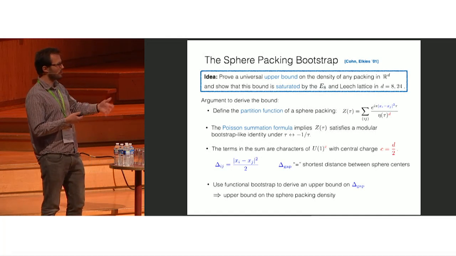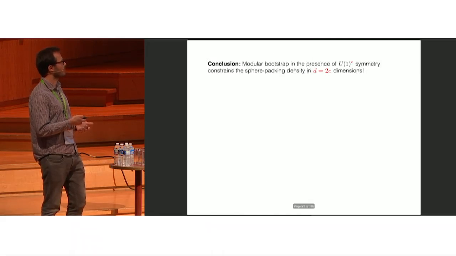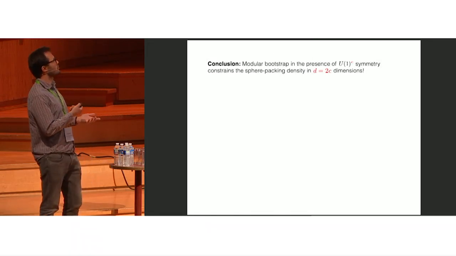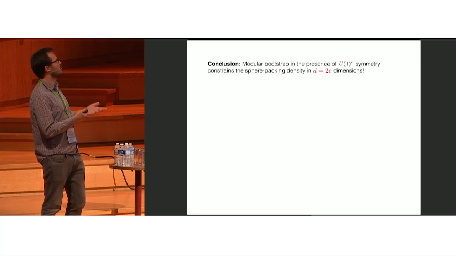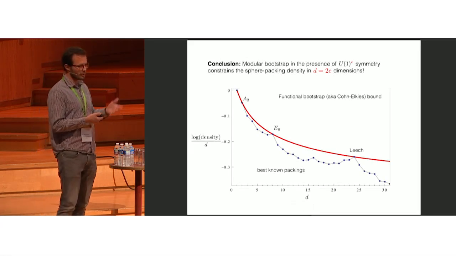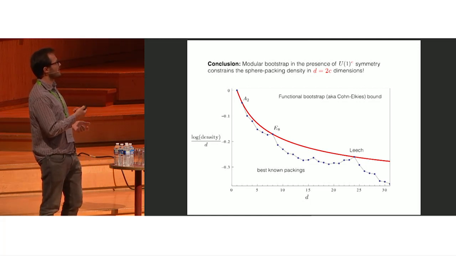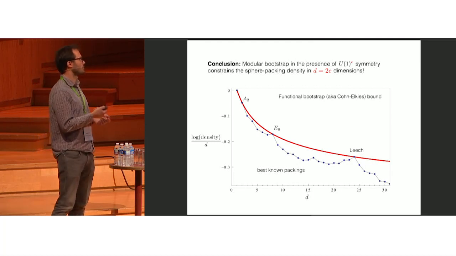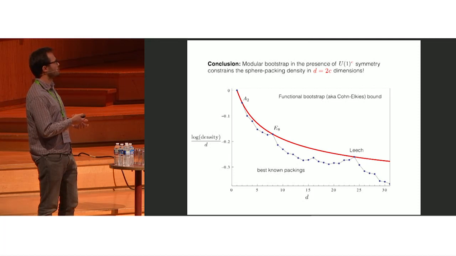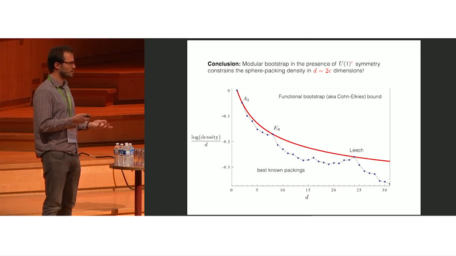And it follows from such an upper bound on delta gap that there is a corresponding upper bound on the sphere packing density. Now, the conclusion then is that the modular bootstrap in the presence of a U(1)^c symmetry, as opposed to Virasoro, constrains the sphere packing density in d equals 2c dimensions. And this is what you get when you put the problem on a computer, as was done by Kohn and Elkies for the first time. The red curve is the upper bound on the sphere packing density following from this logic. It's a numerical bound. And the blue dots are the actual best known packings in various dimensions. And you can immediately notice that the bound is saturated in a couple of examples, especially 8 and 24 dimensions, or at least it appears to be saturated.